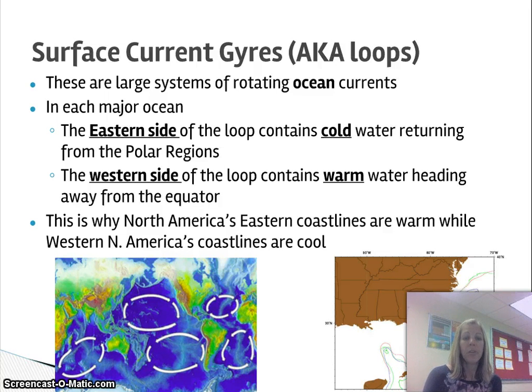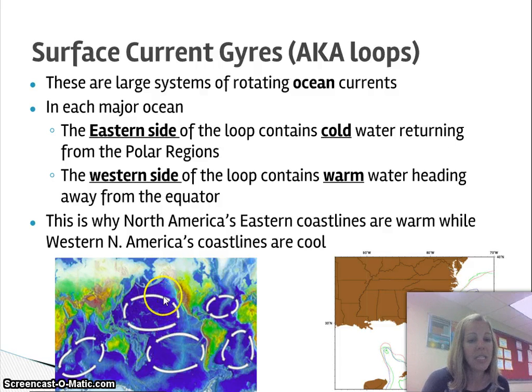Okay? So if you think about North America, if you've ever gone to the Pacific Ocean, and if we go to the Pacific Ocean, which I'm going to show you over here, if we go in North America and the Pacific Ocean, we're actually on the eastern side of this ocean. Okay? So California, Oregon, Washington State, those areas of our country border the eastern part of the Pacific Ocean.